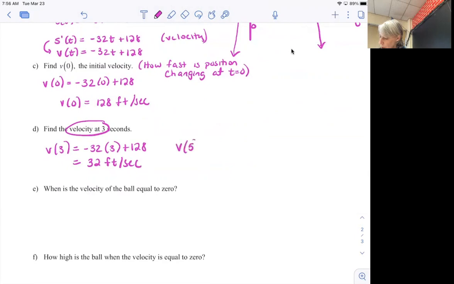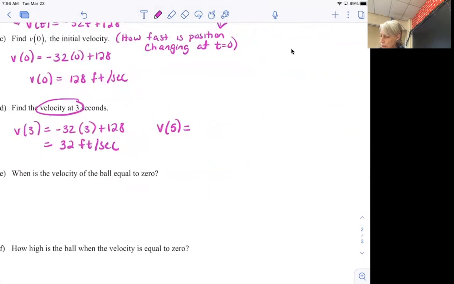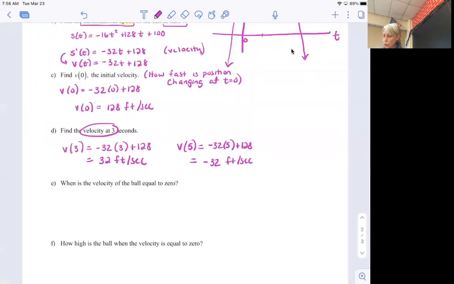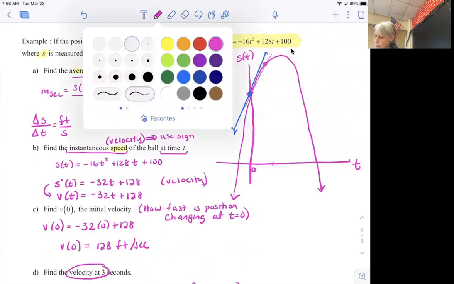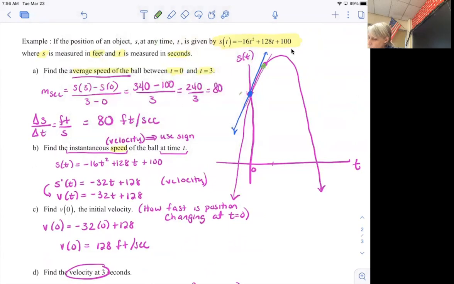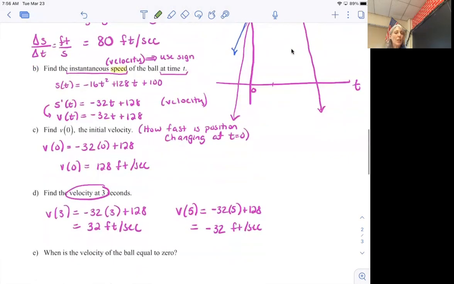Let's find V of 5. It's not on there, but let's find it. V of 5 would be negative 32 times 5 plus 128. And I get negative 32 feet per second. Let's go back up to our picture. When t is 3, the slope of that line is 32. So that slope represents how fast it's going, right?